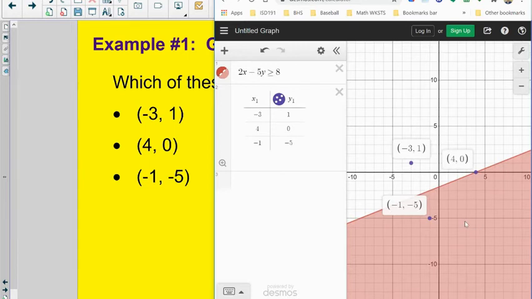All right, so let's see, which of these are solutions? Well, it's a solution if it's in the shaded area. So -1, -5 is definitely a solution. So my third one here is a solution. 4, 0 looks like it's right on the boundary line. And because it's a solid boundary line this time, then yes, it is a solution also. So 4, 0 is a solution, -1, -5 is a solution, but -3, 1 is not a solution because it's not on the shaded side.